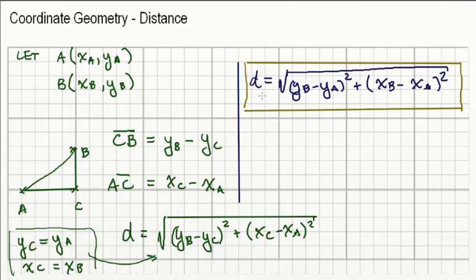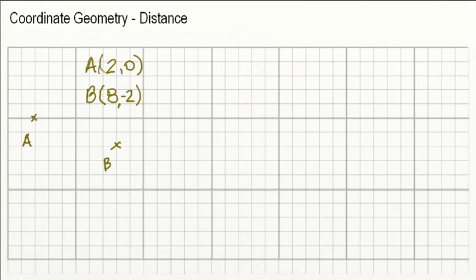The distance between 2 points is the square root of the distance between the heights squared plus the difference of the horizontals squared as well. So let's take a look at one more example. Let's assume those 2 points, A and B, and I want to find the distance between them. Now that we know the formula, let's just apply it.